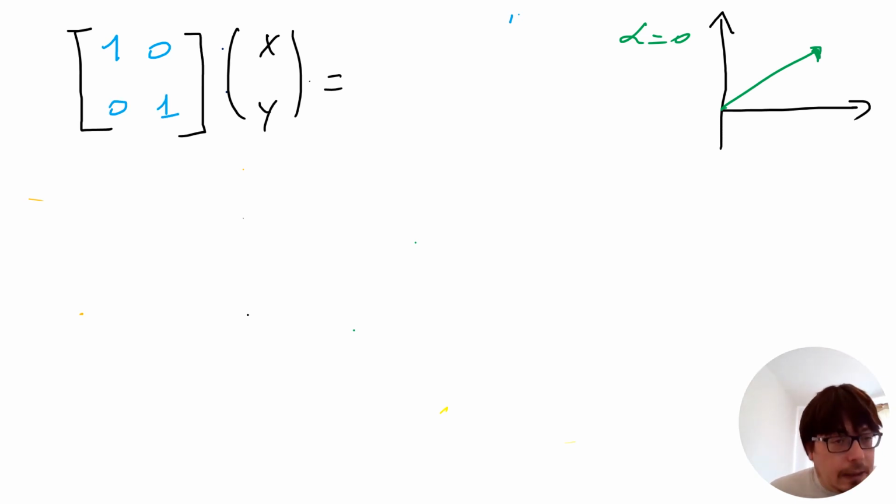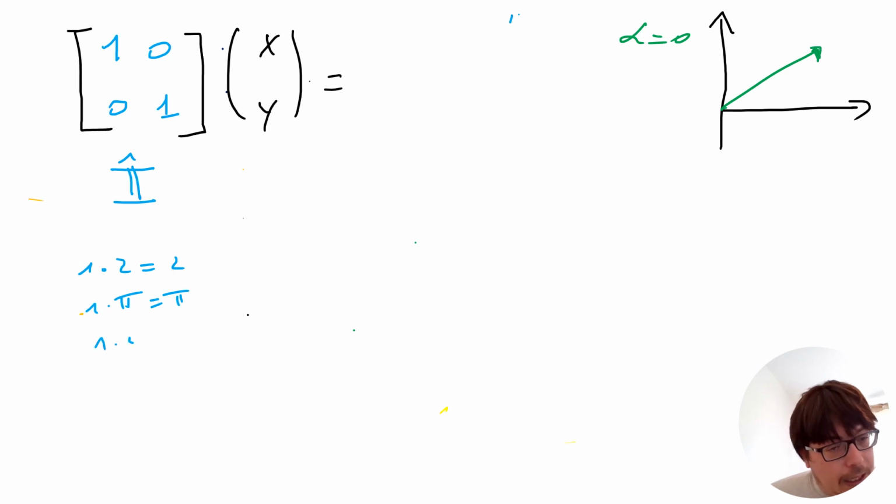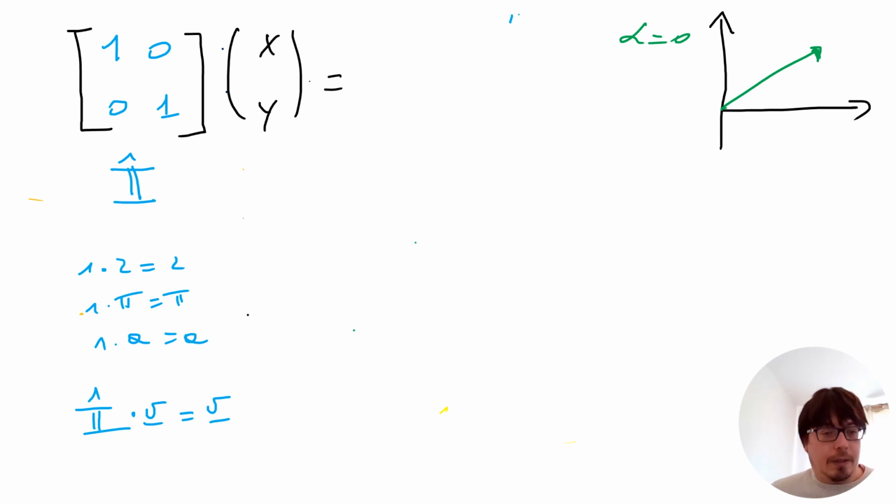This is called the identity matrix. Identity because it's like the 1 for numbers. If you multiply, 1 times 2 is 2, 1 times pi is pi, 1 times a is a. So this is 1, and this matrix does the same. The identity matrix, written like this, times any vector gives you the same vector. So it's like the 1 in the matrices.